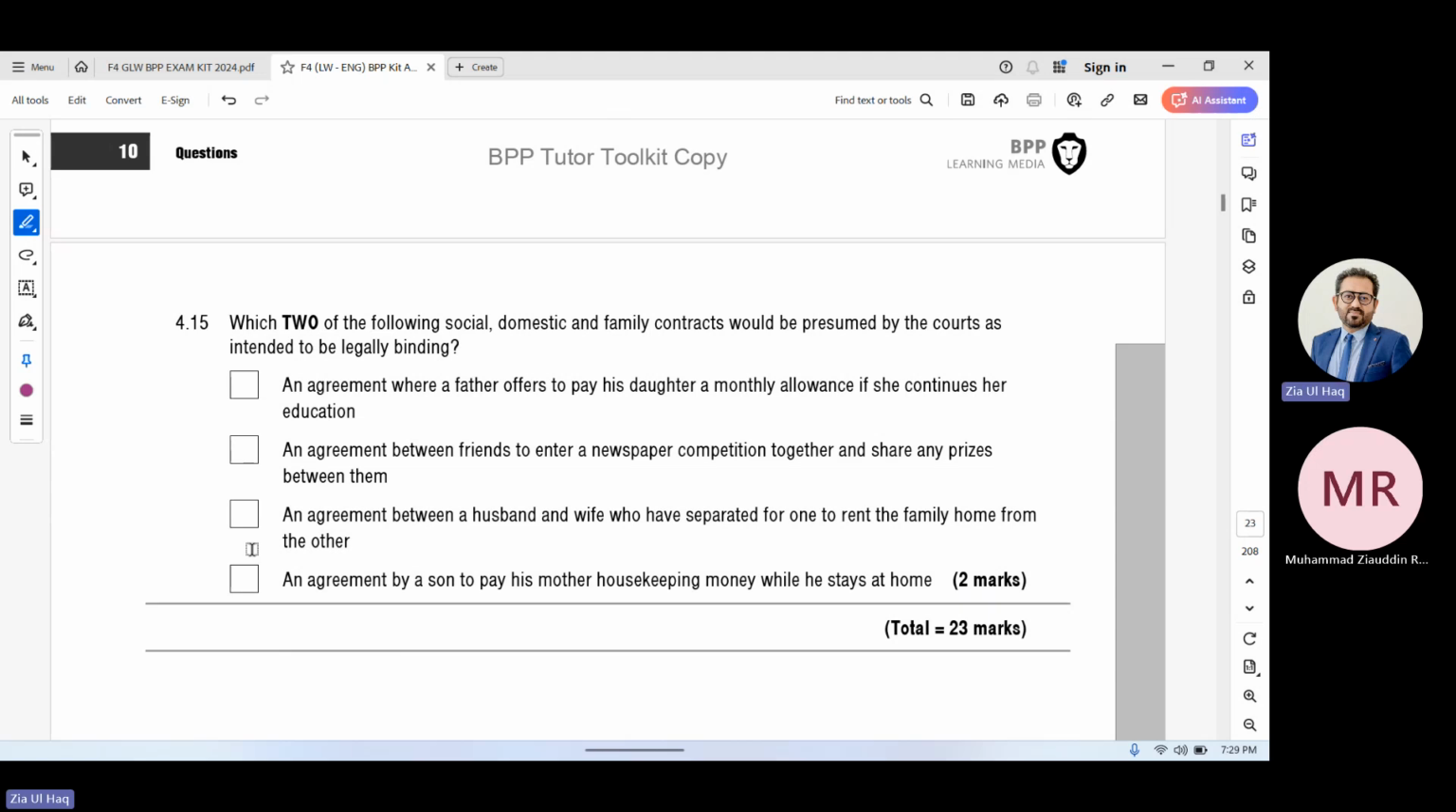A grandmother and daughter and another person in the parking case, they contributed the amount equally, but they won and the daughter and grandmother refused to pay a share to them. So there was a legal contract. An agreement between a husband and wife who have separated, for one to rent the family home from the other. In case of separation, there will be a binding agreement. An agreement made by a son to pay his mother housekeeping money while he stays at home. That is not a binding contract.